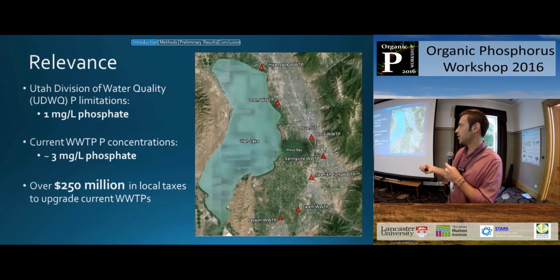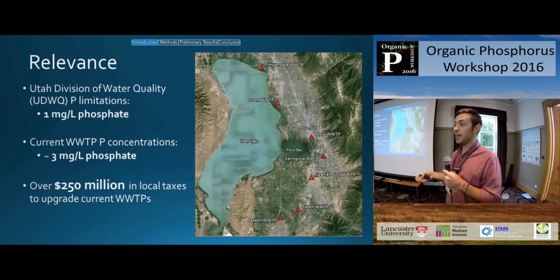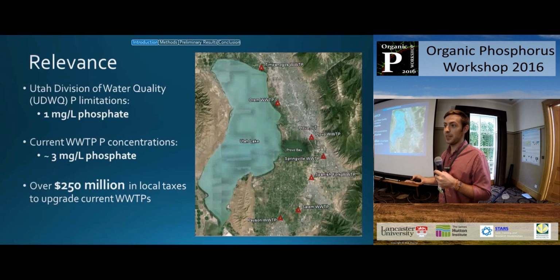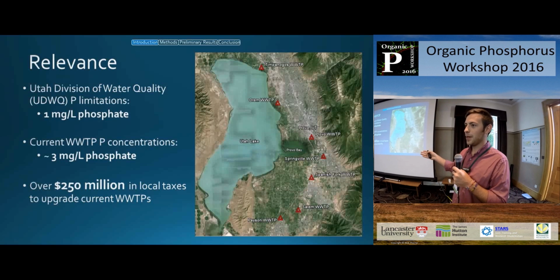They're currently discharging about 3 milligrams per liter of phosphate in their effluent. The Division of Water Quality is trying to bring it down to 1 milligram per liter, which is going to cost the local area a lot of money. And I really don't think that limiting it to 1 will make a big difference to the lake. So we're looking for a better way than just limiting it to 1 milligram per liter.